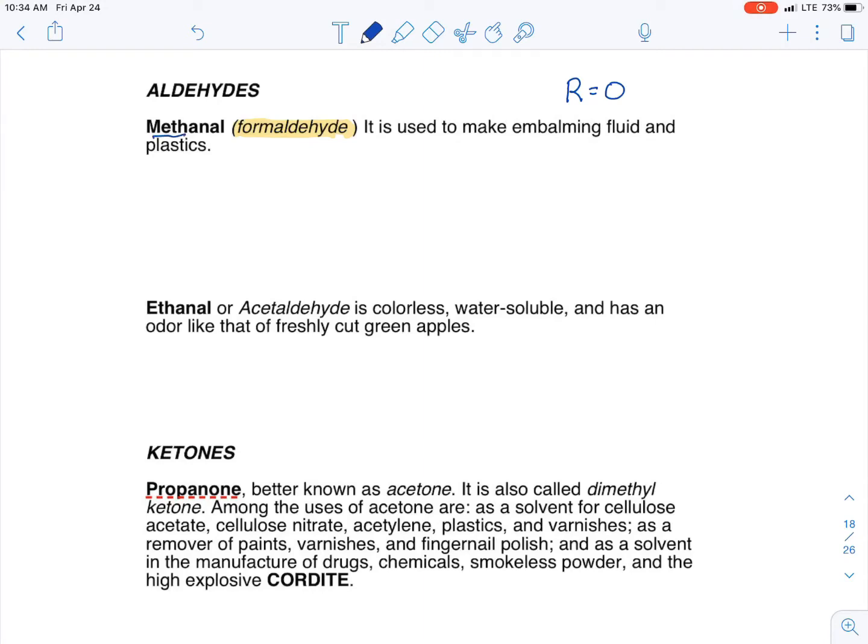So meth means 1. AN means single bonds. It can only have single bonds in there because there's only 1 carbon, right? So meth, and then we're gonna put double bonded oxygen on this side, and then we're just gonna fill in these small ones. I like to draw my H's on there. There you go. Now, this is a byproduct of methanol digestion.